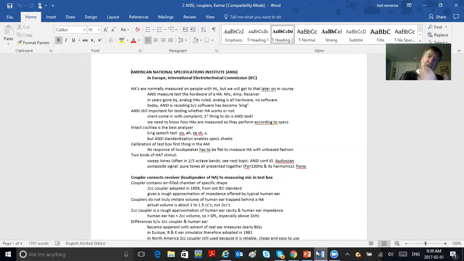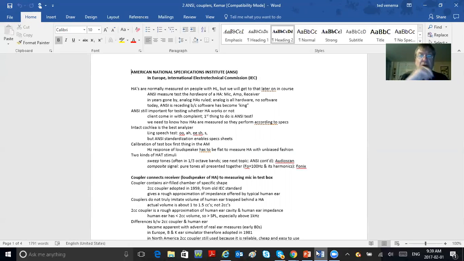Then when digital came out, everything became programmable. It's very important to understand the backgrounds here. Now, today ANSI is receding because software has become king. ANSI is still important for testing whether a hearing aid works or not, though, because hearing aids still have hardware. Always remember, ANSI's for hardware and real ears for testing the hearing aid on the person, but hearing aids also have software, and that's what's done in your manufacturer fitting software.